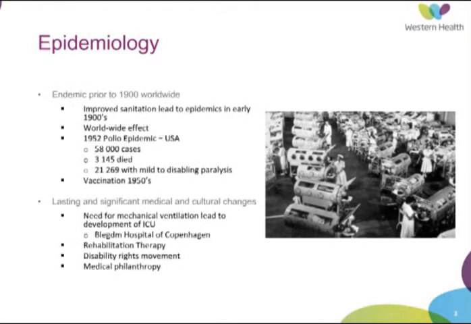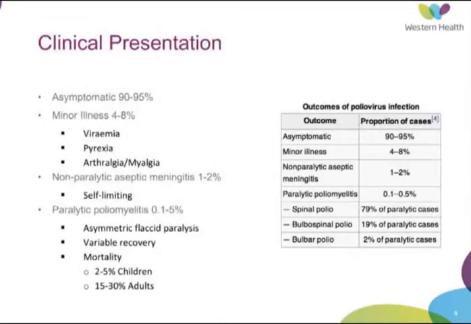So there's a few clinical scenarios that can happen when someone's infected with polio. The vast majority are asymptomatic and it comes to no effect. There's those that have the minor illness, and this is about a 10-day course of viremia with a pyrexia and arthralgias and myalgias. There is an aseptic meningitis. This tends to be a self-limiting condition with no ongoing effects.